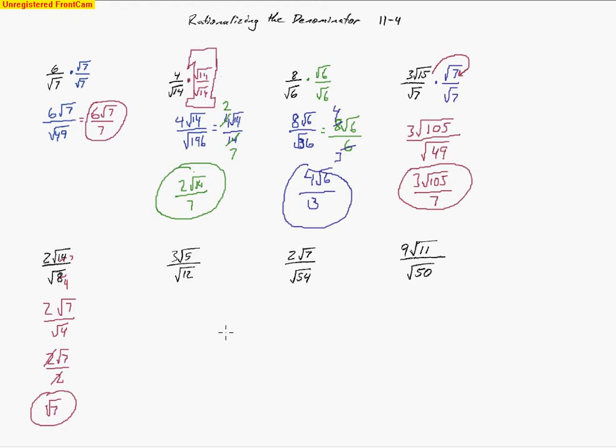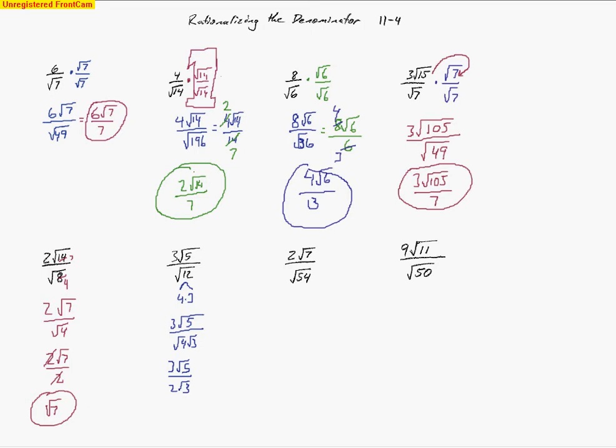That is the answer. In this one, we can't do any reducing like we did on the last one because there's no common factors. But we can take out a common factor that's a perfect square of 12. You see, 12 we can break down to 4 times 3, and 4 is a perfect square. So let me rewrite this like that: 3 square roots of 5 over the square root of 4 times the square root of 3. The square root of 4 is 2, so now I've got 3 square roots of 5 all over 2 square roots of 3.